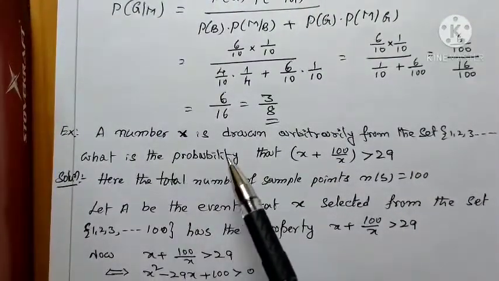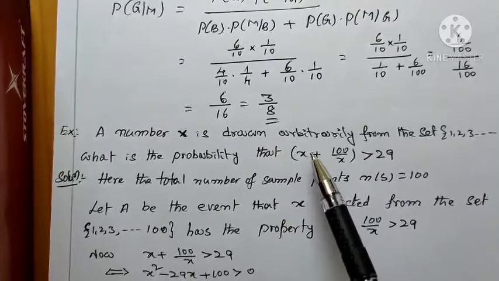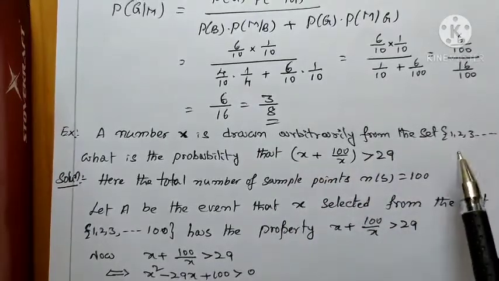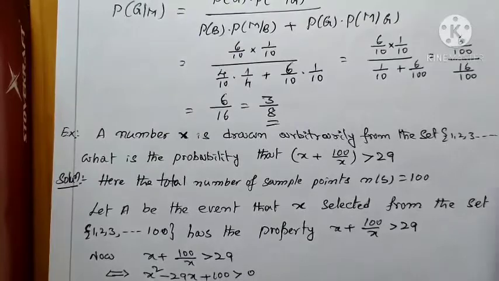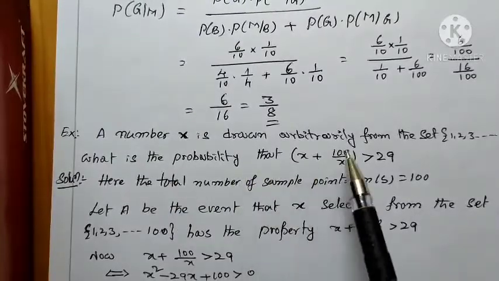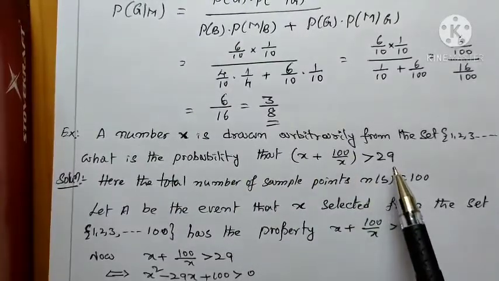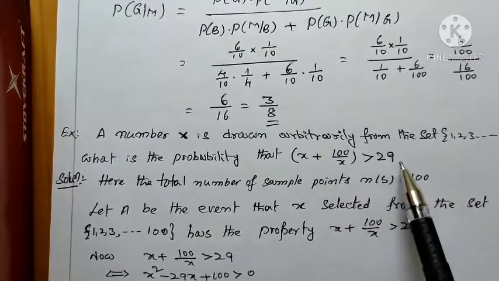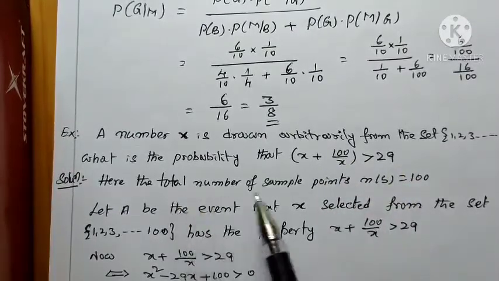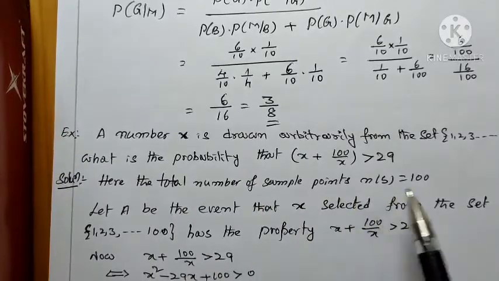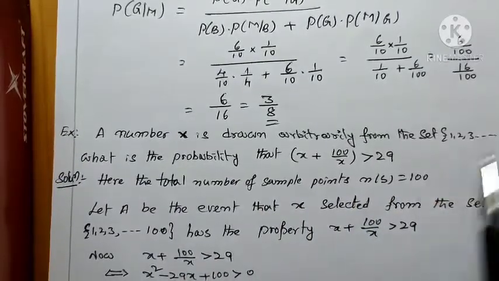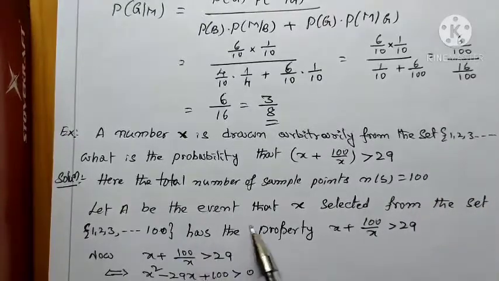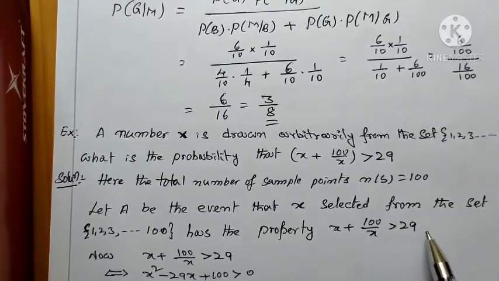A number x is drawn arbitrarily from the set 1, 2, 3 and so on up to 100. What is the probability that x plus 100 by x is greater than 29? Here the total number of sample points n(S) is equal to 100. Let A be the event that x selected from the set 1, 2, 3 and so on up to 100 has the property x plus 100/x is greater than 29.